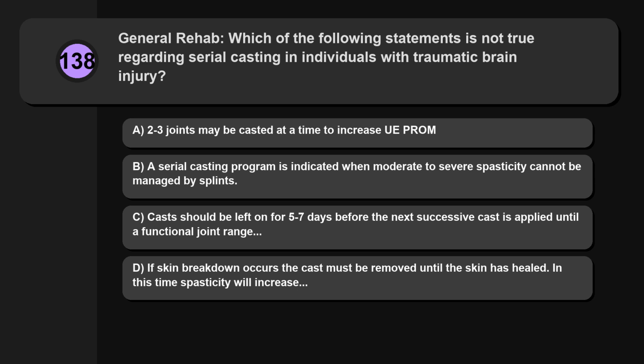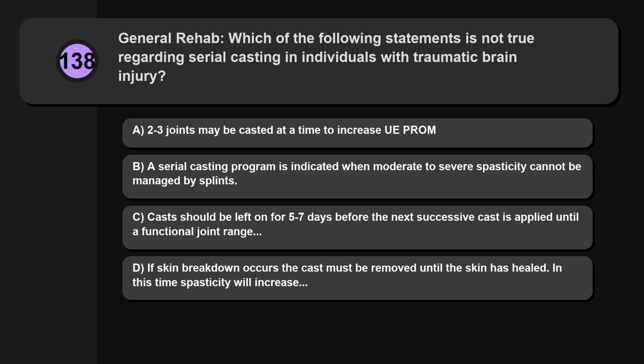Option A, 2 to 3 joints may be cast at a time to increase UE-PROM. Option B, a serial casting program is indicated when moderate to severe spasticity cannot be managed by splints. Option C, cast should be left on for 5 to 7 days before the next successive cast is applied until a functional joint range. Option D, if skin breakdown occurs, the cast must be removed until the skin has healed. In this time, spasticity will increase.